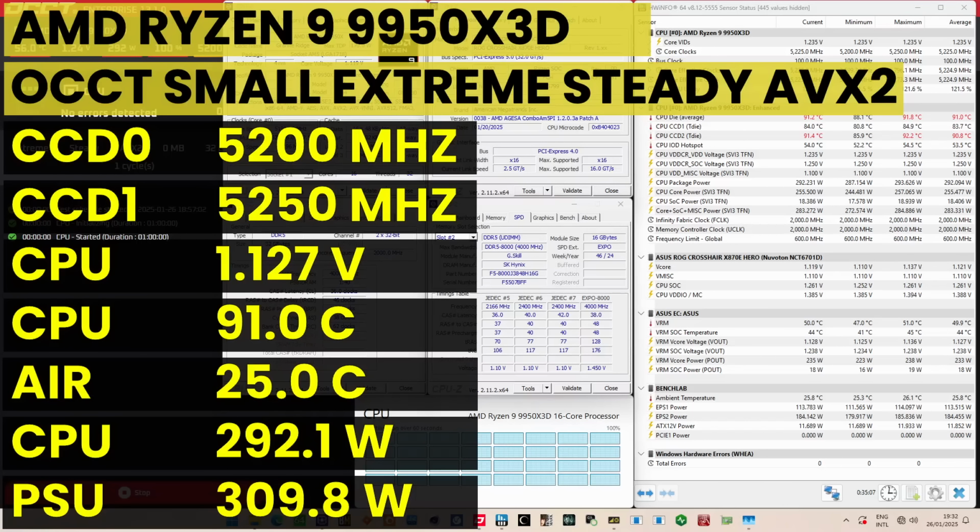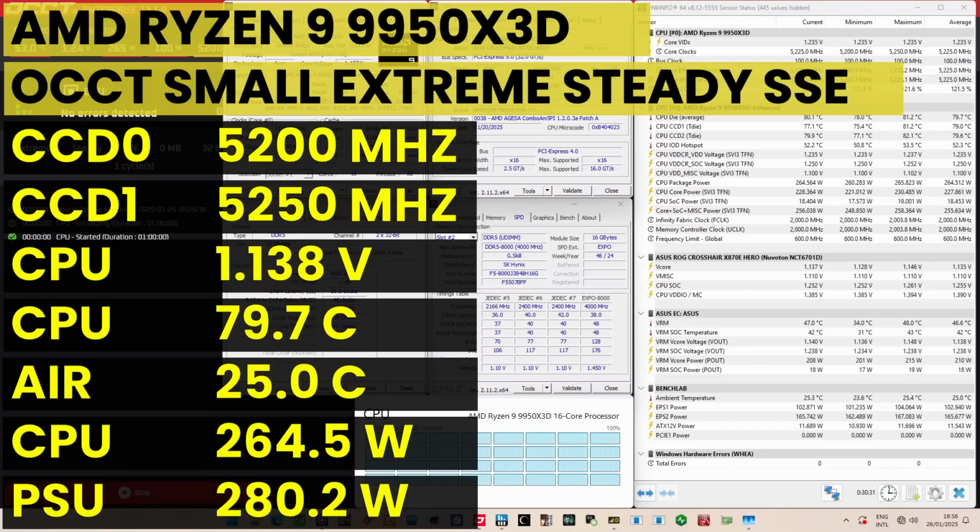When running the OCCT CPU AVX2 stability test, the average CPU CCD0 effective clock is 5200 MHz and CCD1 effective clock is 5250 MHz with 1.127 volts. The average CPU temperature is 91 degrees Celsius. The average CPU package power is 292.1 watts.